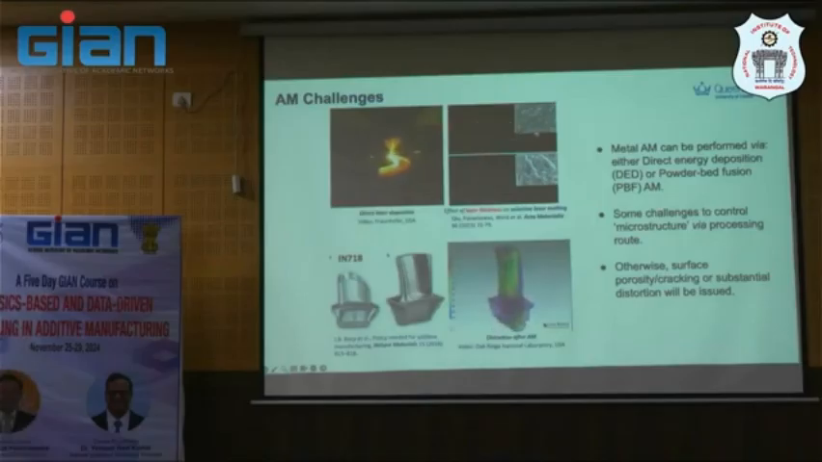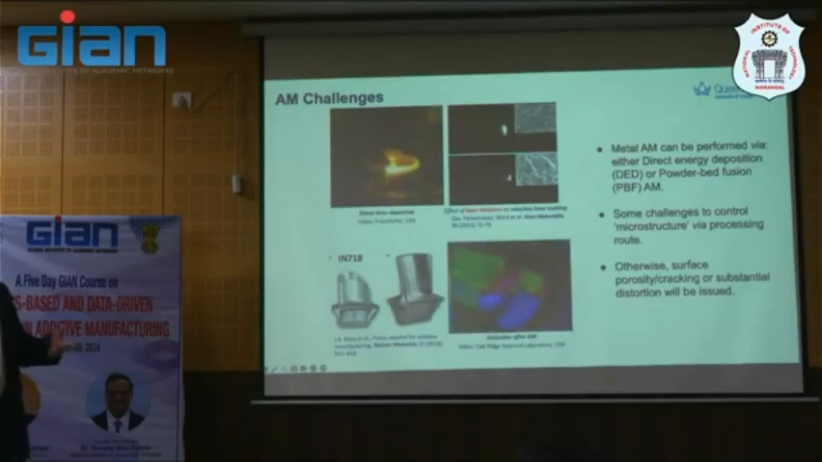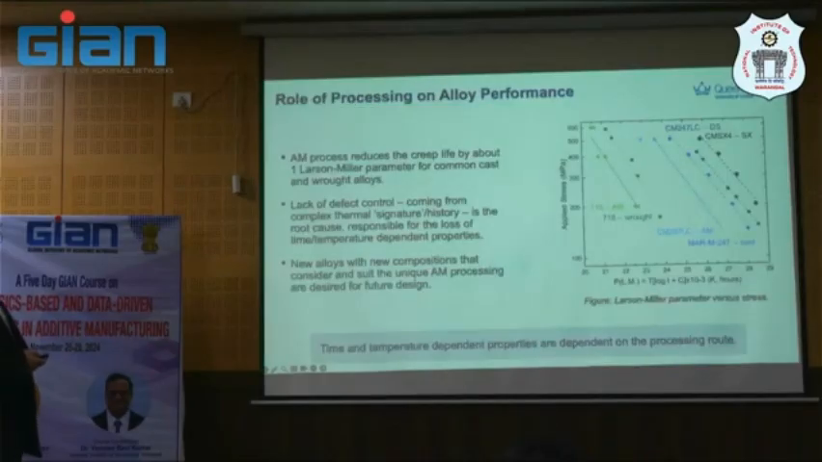There is some challenge here, because this is a rapid, repeated thermal cycle process that may induce defects locally, and non-equilibrium things can happen. So the challenge is to try to control the microstructure by processing parameters or processing route, so that we get the property we want, not necessarily defects, but a performing material that can be used for additive manufacturing.